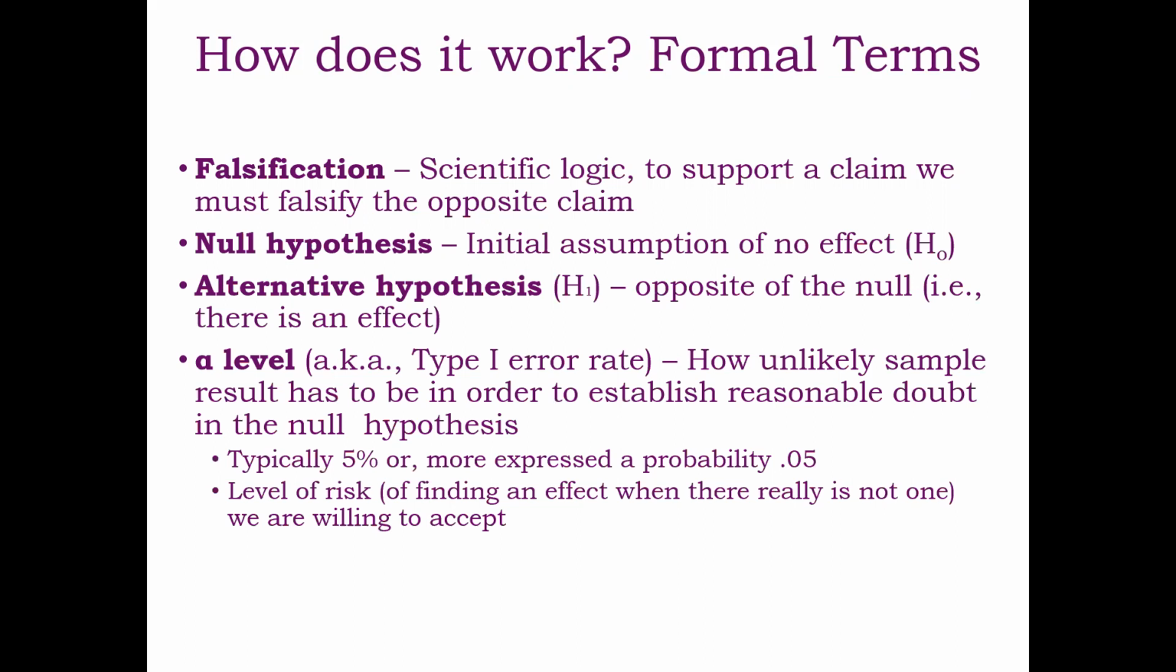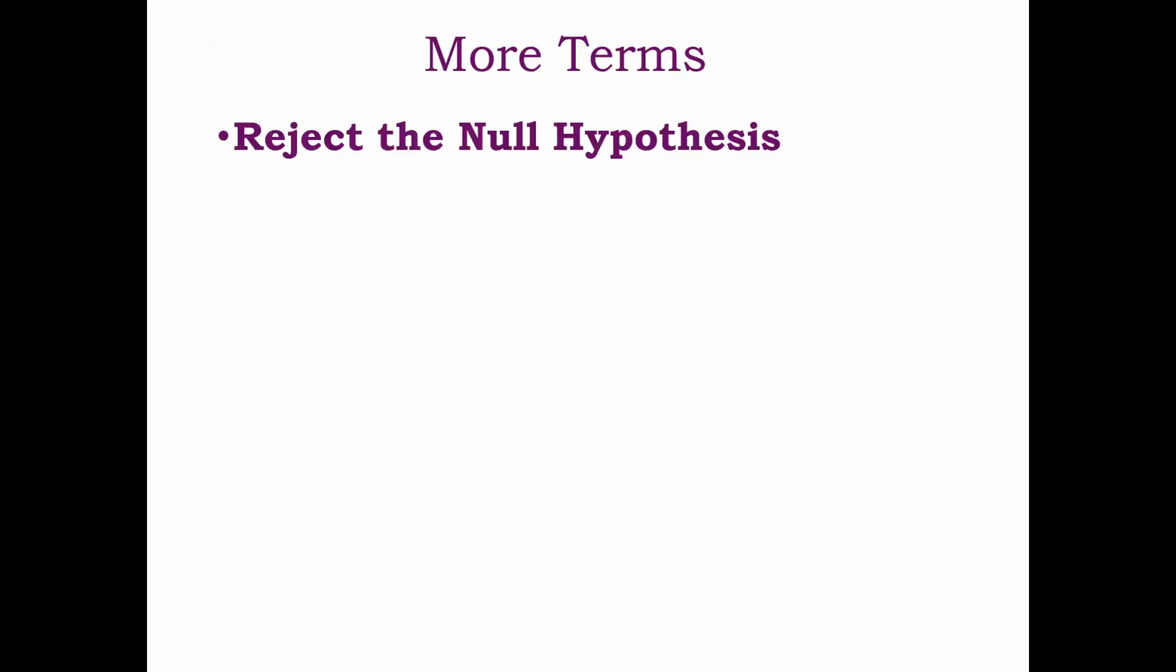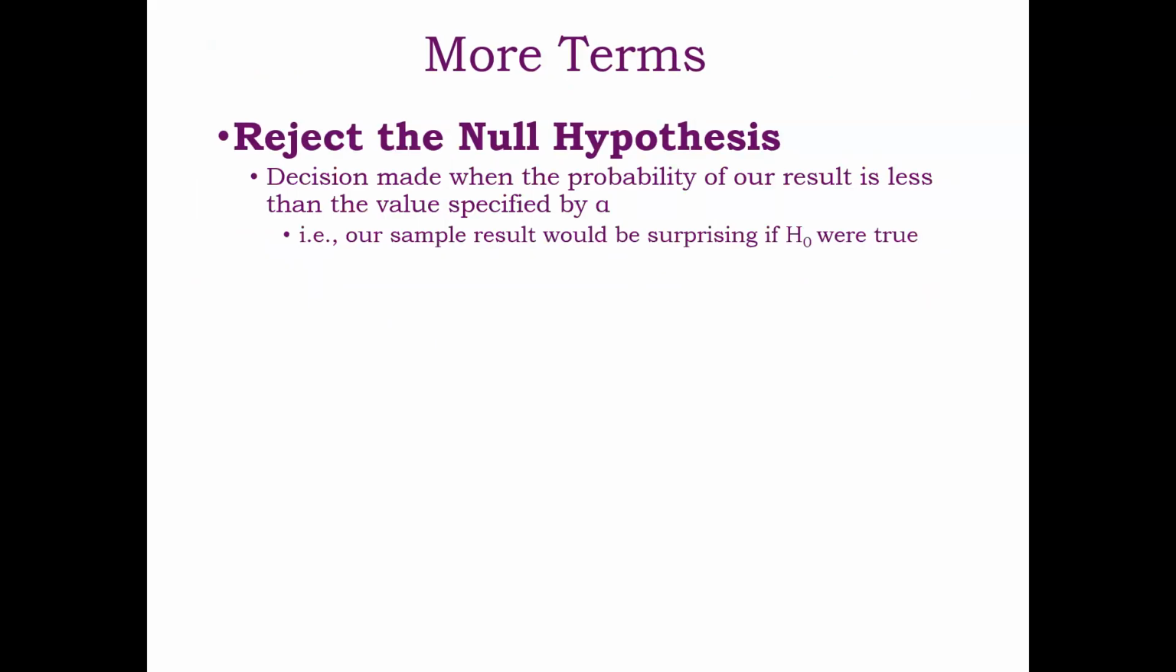The alpha level is also called the type 1 error rate. This is how unlikely a sample result has to be in order to establish reasonable doubt about the null hypothesis. So generally 0.05 or 5%. This is the level of risk of finding an effect when there really is not one that we're willing to accept. More terms. Reject the null. That's when the probability of our result is less than the value specified by alpha. Okay, this is what we want to do.